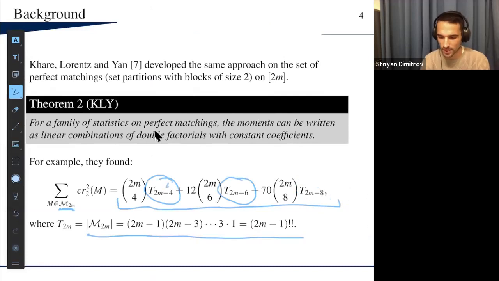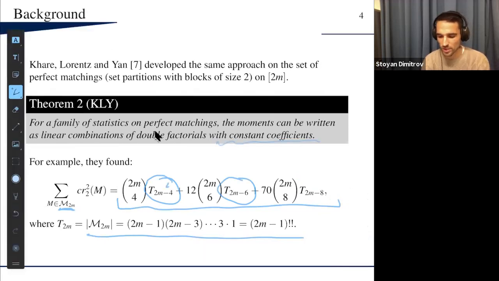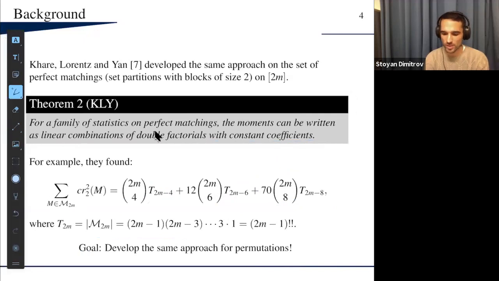And yeah, the coefficients can be made to be constant. So the reason is that, okay, here we don't have constant coefficients, but this can be written in another way, basically as some constants times t_{2n+i} for i in a certain range. Right, so now we will have constant coefficients. All right, so our goal in this talk will be to develop the same approach, but for permutations, and to find whether this is at all possible and what the implications are.